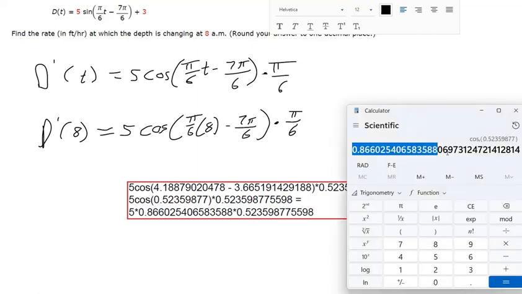So now we can just type all this into our calculator to end. So that times that times that. So I got 2.267, but they said round to one decimal place, so I'm going to say 2.3.